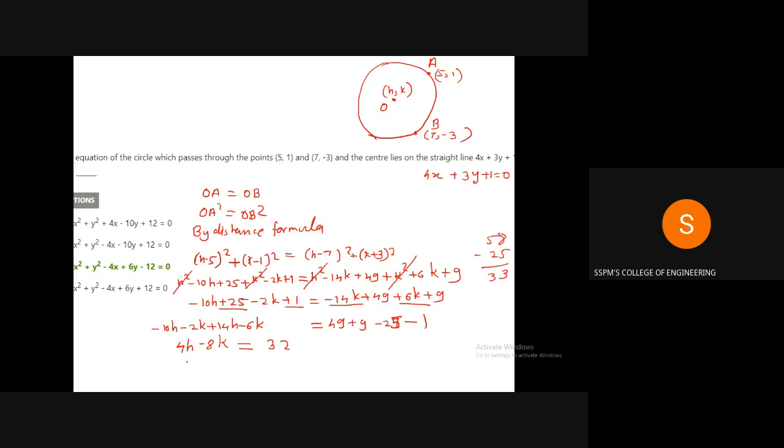So if we divide it by 4, we have h minus 2k is equal to 8. So suppose this is our first equation. Okay, so h minus 2k is equal to 8 is our first equation. Now we will similarly solve for OA is equal to OB.